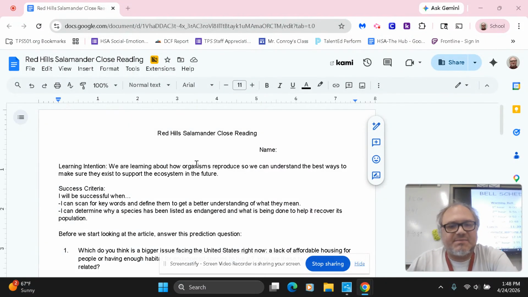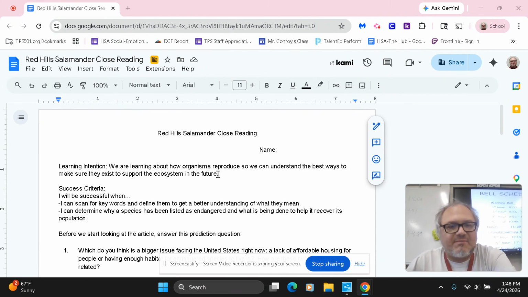Hi, I wanted to give some instructions here for the Red Hills Salamander close reading. Do note that for this close reading, you will need our zoology textbook, the one with the cheetahs on the cover, in order to complete it. Most of the answers and text that you're looking for would be included in that textbook.